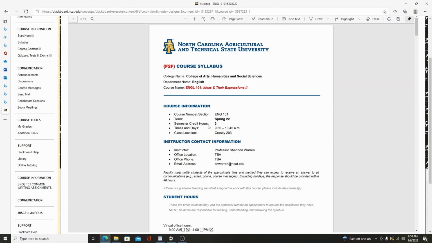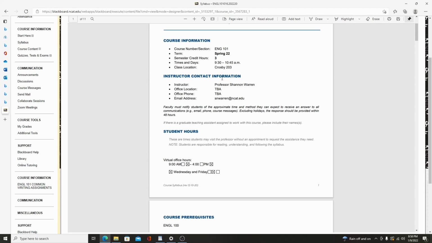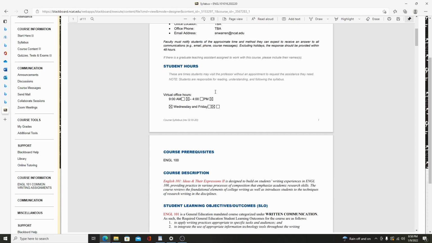Again, here is where your course section is, the semester, the credit hours, times and day, and then class location. Currently, this is my email address, so if you need me, you can always email me here. I don't currently have an office or office phone. The best way to get in touch with me is through email. I also have virtual office hours, which are between 9 to 4 on Wednesday and Friday. Again, these may change, so make sure you look at your syllabus.